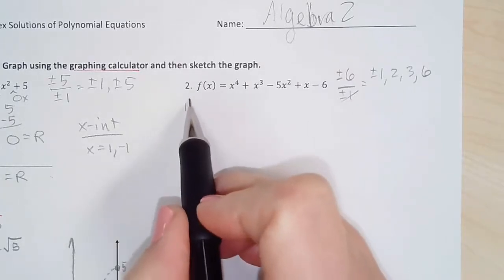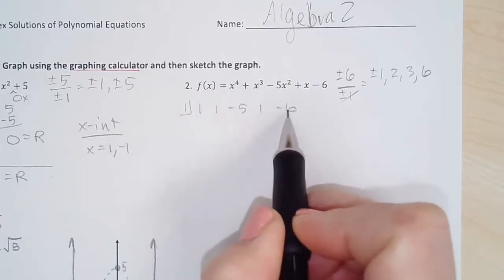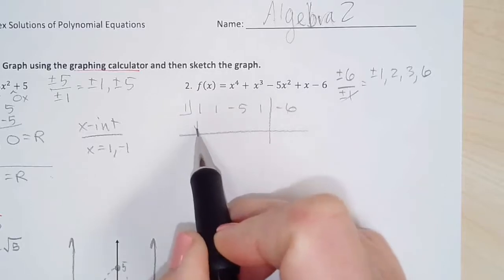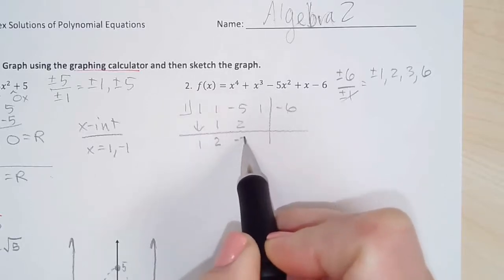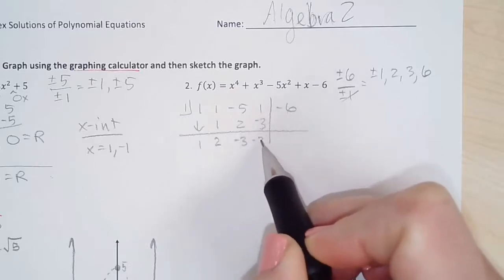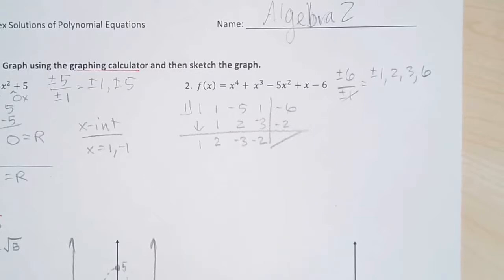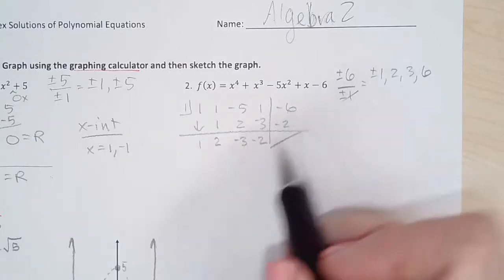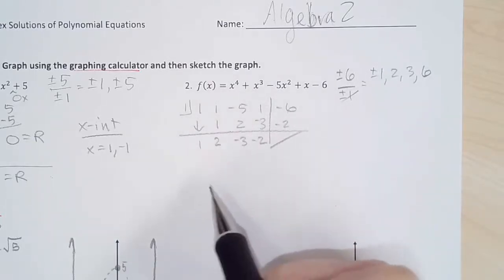If we tried 1, let's see, we have 1, 1, negative 5, 1, negative 6. We drop this number, that's 2. This is 2, that's negative 3, that's negative 2, and we can already see that's not going to work out. So we try again, maybe with a negative 1. It's hard to go back and adjust those numbers, but if you tried negative 1, you'll see it also doesn't work.